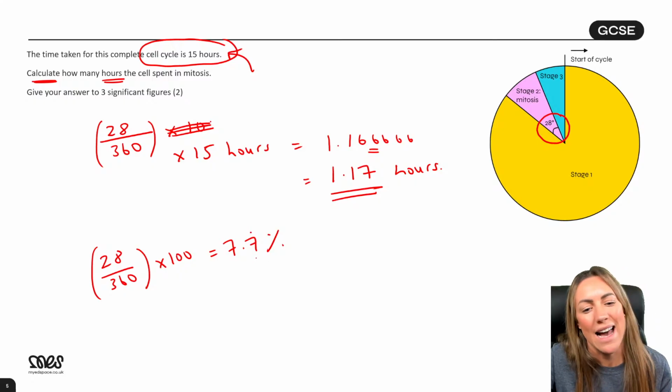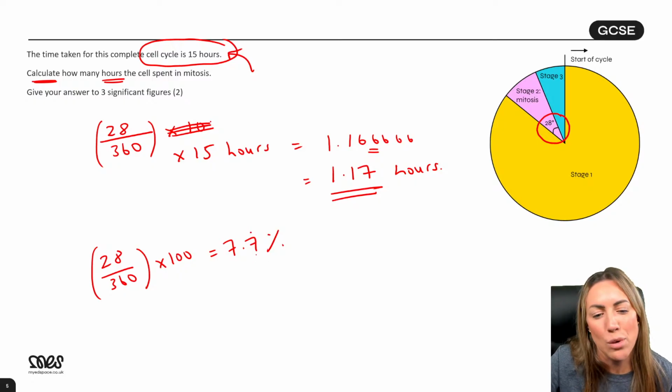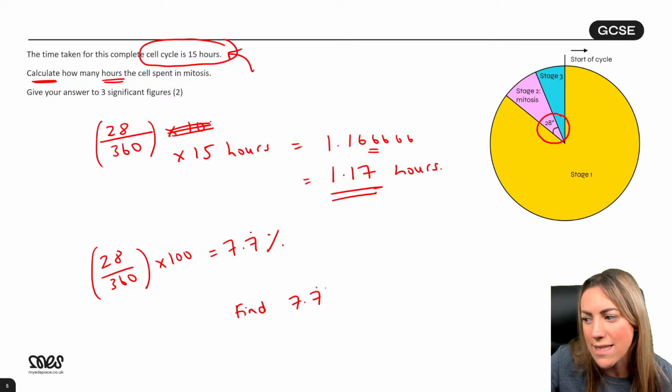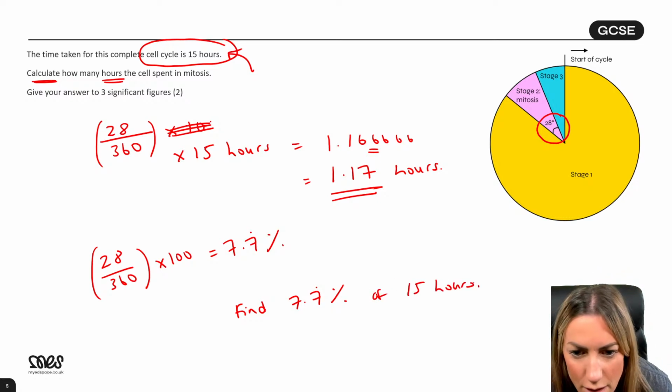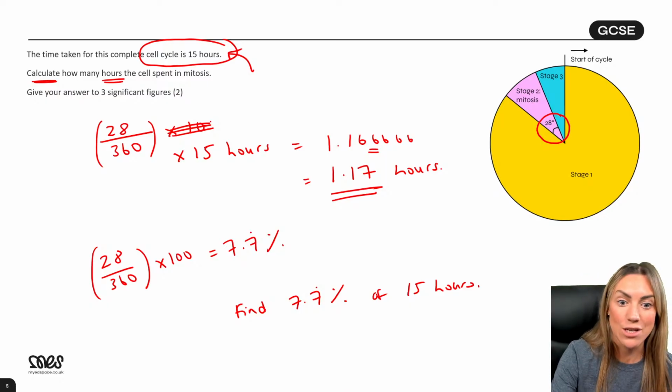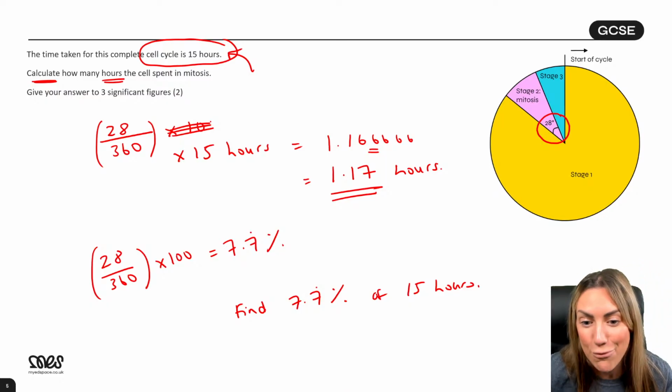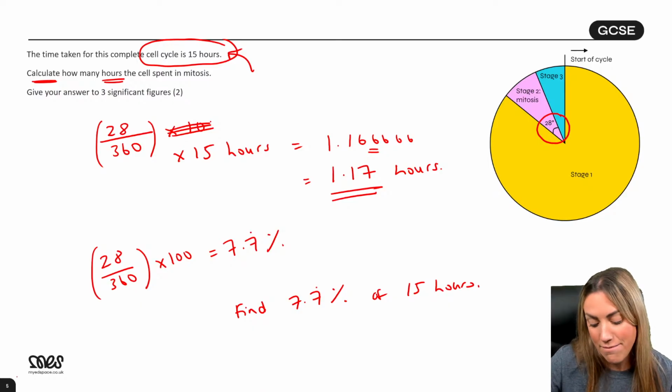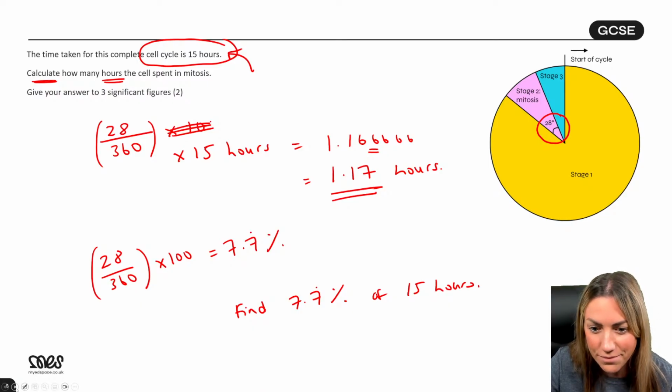You could have done it like that. And then you would have thought like, right, 7.7 recurring percent of the cell cycle is spent in mitosis. And then you could find 7.7 recurring percent of 15 hours. So you could have done it that way. Okay. But you want it in hours. Yeah, you do. So always check you're giving your answer in the right units as well. Because yeah, units are always important in biology.